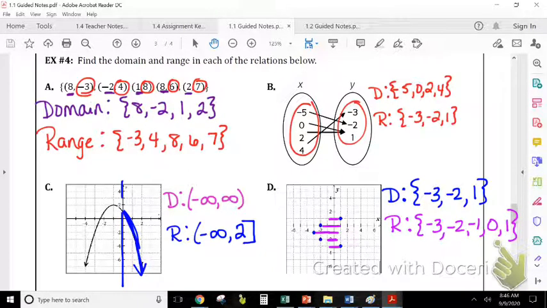Remember, you're only looking at the y values there. And so there is our domain and range.